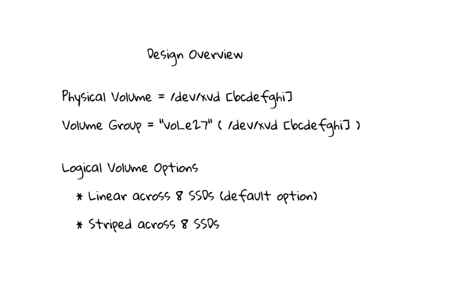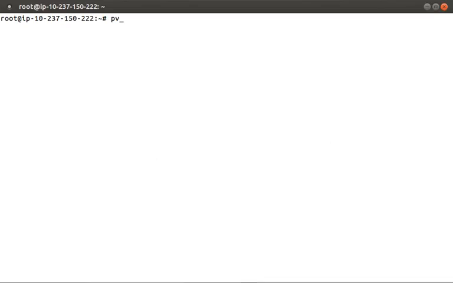We're going to create physical volumes out of the 8 SSD disks, then create a volume group called vol_e27 using those physical volumes. And finally, we're going to create 2 logical volumes, one after the other, used for testing. Now that we have the prerequisites installed, and I have given you an overview of the design, let's run pvdisplay to verify that we have no physical volumes configured. There are none configured, so let's go ahead and create our 8 physical volumes for our 8 800 GB SSD disks by running pvcreate /dev/xvdb through i.